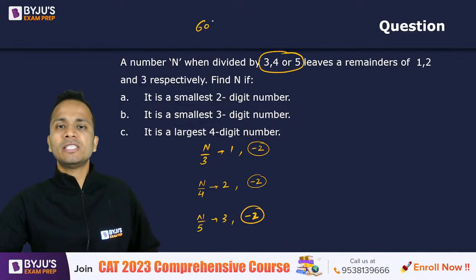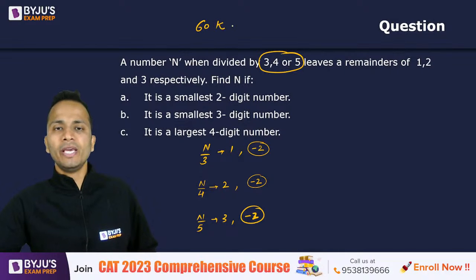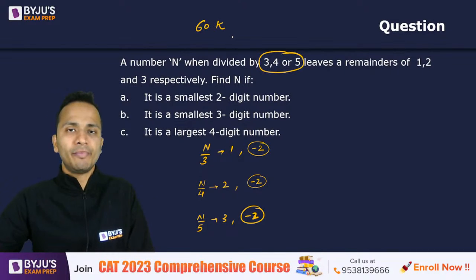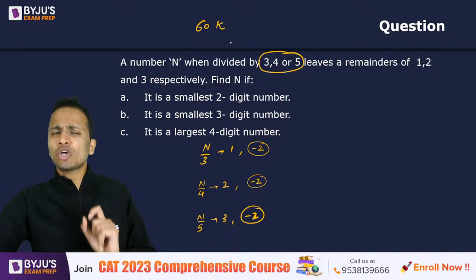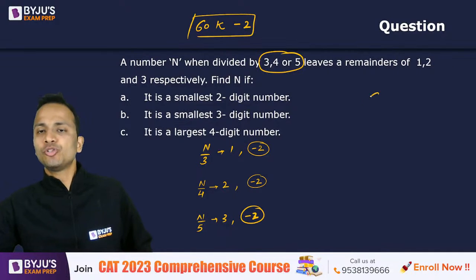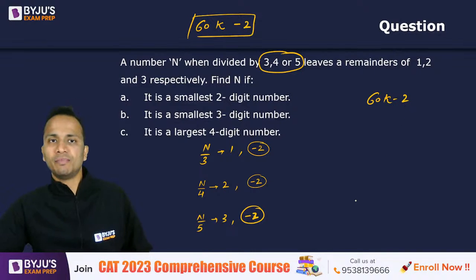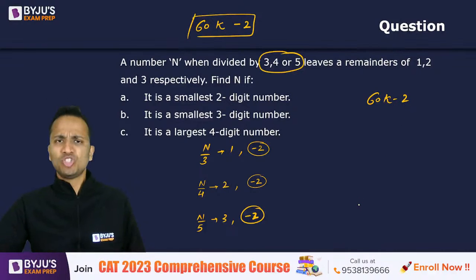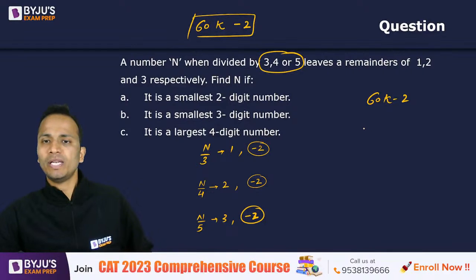So 60 is the LCM, 60 into k plus the common remainder. Now in this case, the common remainder is a negative number. So 60k minus 2 will be the general form of this number. Now let's put k as 1 and check. If I put k as 1, the number will come out to be 58.